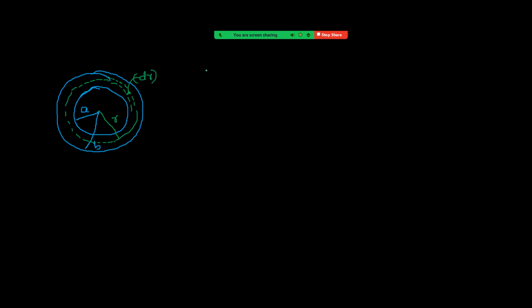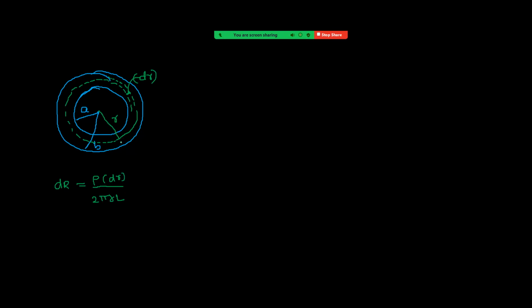So resistance of that coaxial cylinder is given by rho L, where L is now dr, by area. It is flowing radially outwards, so we have to focus on the curved part area, which is equal to 2 pi r L. Okay.